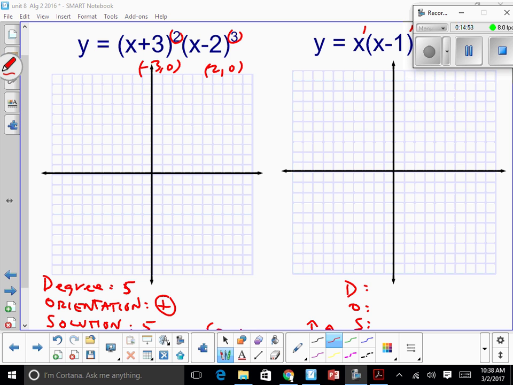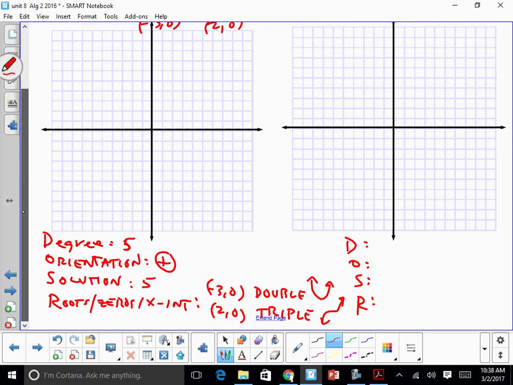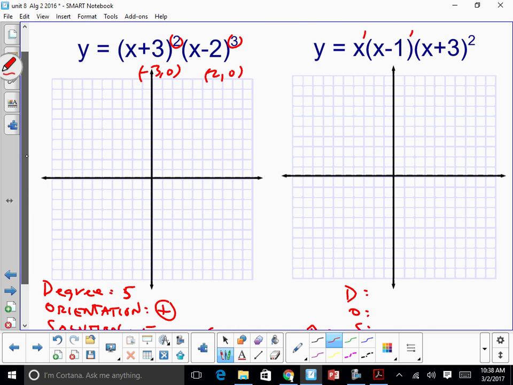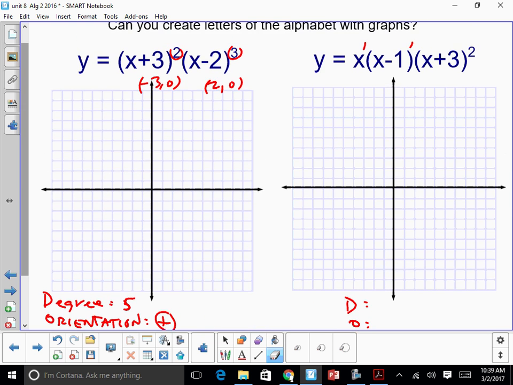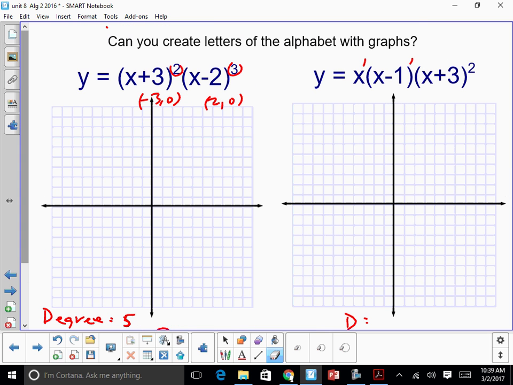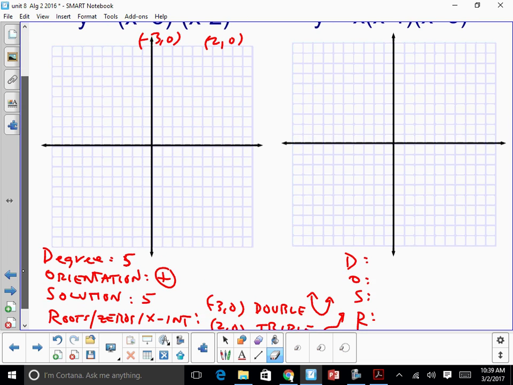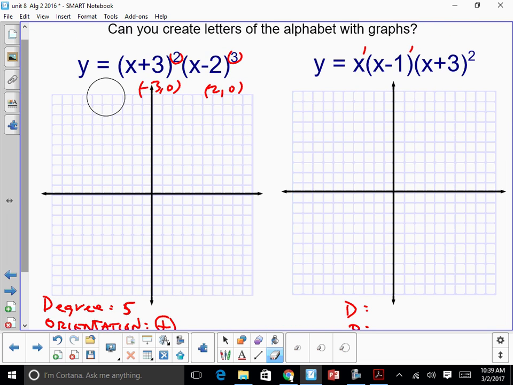You guys work on that second one while I restate some information for the first one. For this first equation up here, the degree is going to be a 5 because you add the exponents. There's a 2, there's a 3 when it's in factored form. The orientation is positive. As Roz said, there's no negative sign up front. The solutions are always the same as the degree, so that same 5 tells us the number of solutions. The roots, how do you get the roots? Check the parentheses, the same number opposite sign.